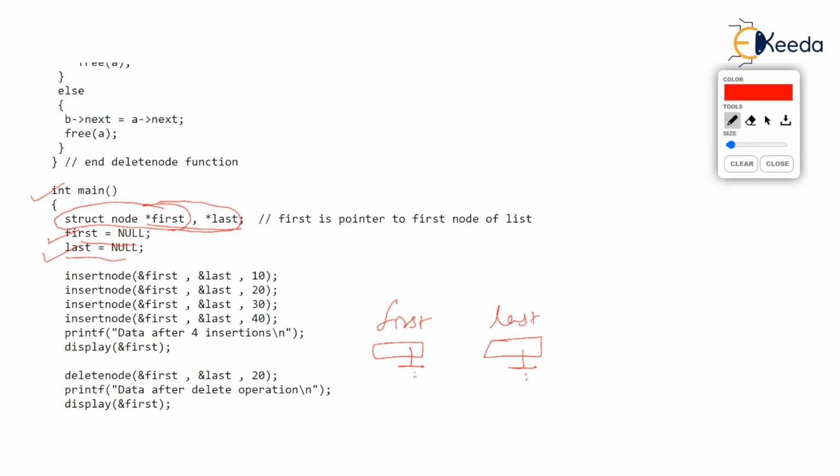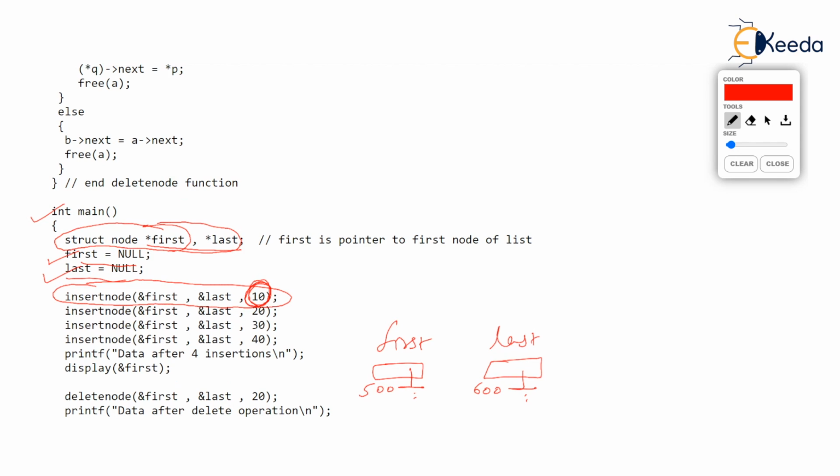Insert node is called by passing the address of first and the address of last. You know, pointers themselves have addresses. Maybe the address of first is 500 and the address of last is 600. Then we are literally passing address 500 and address 600. And we are passing the value that we want to add. The value that we want to insert is 10. Okay, so let's come to the insert node function.